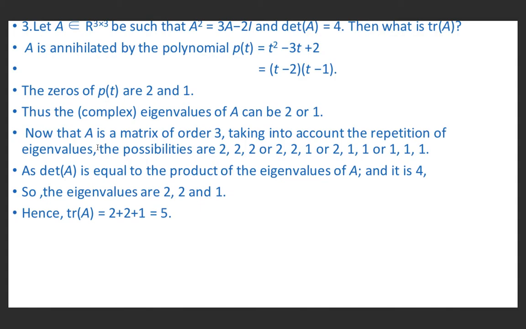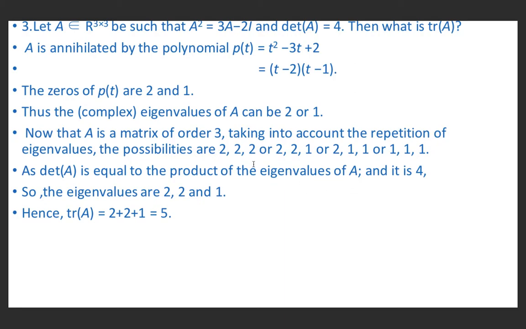So, now A is a matrix of order 3. If we take into account the repetition of eigenvalues, we have the possibilities 2, 2, 2 or 2, 2, 1 or 2, 1, 1 or 1, 1, 1 as the eigenvalues of A. But we are given that determinant of A is equal to 4. But determinant of A is nothing but the product of eigenvalues of A.